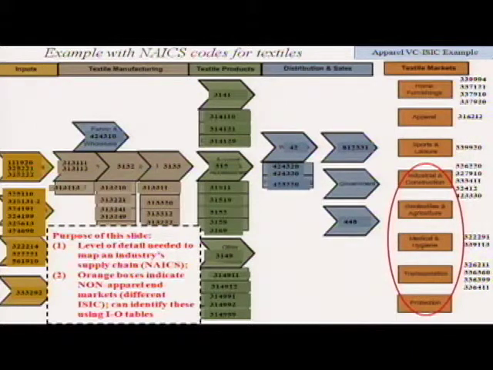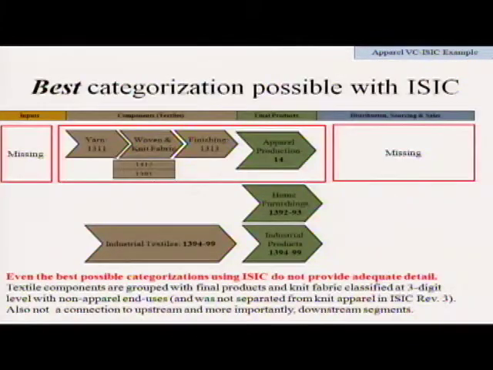And we can come up with codes, but you can see how many product codes you need just for the boxes that she has there. And what she was identifying is that using ISIC data, even with the best available information, we have plenty of empty boxes here. We don't have much information on the inputs. We don't have much information on distribution or retail.